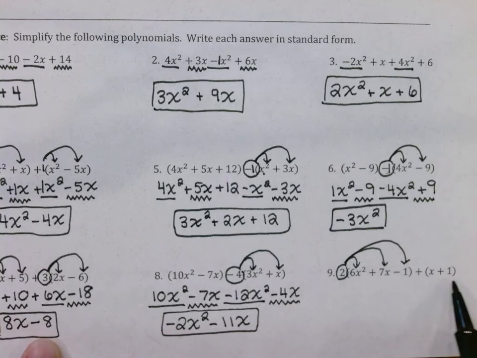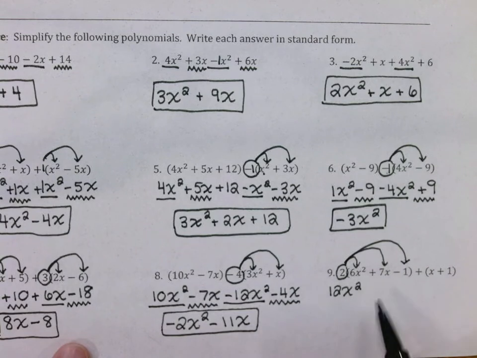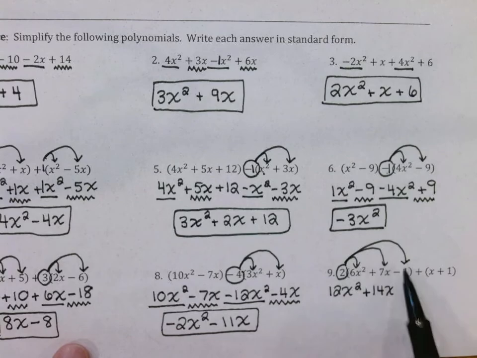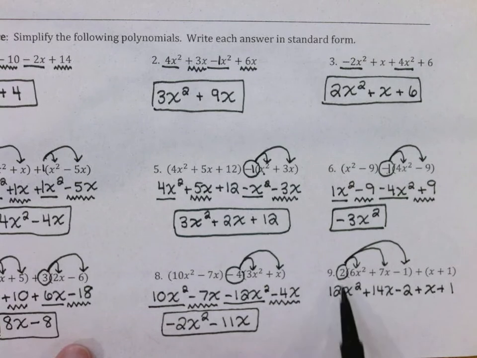This part will not change though, because we're just really distributing a +1 to everything. But for here, I'm going to do 2 times 6x squared. So that's 12x squared. And we have 2 times 7x, that's positive 14x. 2 times -1, that's -2. And now I can just bring this part right down without the parentheses, plus x plus 1. So after we distribute, that's when we can drop the parentheses.